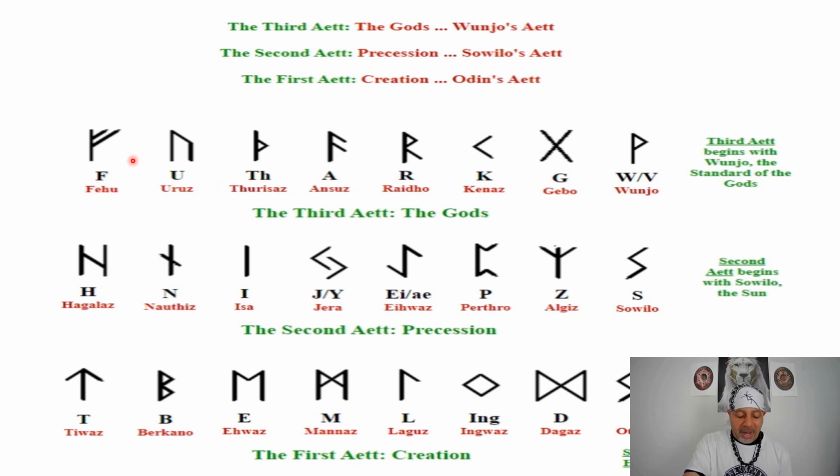And finally, we have Fehu, which translates to cattle. However, because there are two horns on the runic hieroglyph, the more accurate translation is bull. The constellation of the bull is Taurus. So we have Fehu representing the constellation of the bull, Taurus. So, awesome information here regarding the Aetts, creation, ascension, and the standard of the gods.